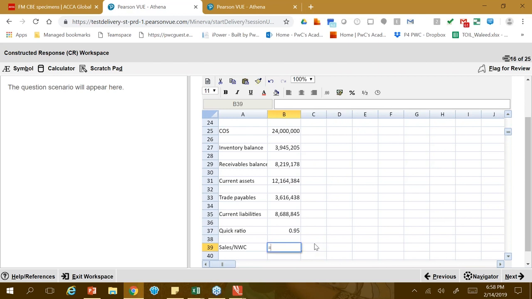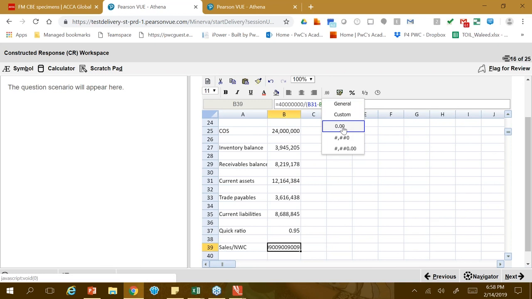Sales was 40 million. So 40 million over current assets minus current liabilities, which was in B31, minus the current liabilities of B35. That is the sales to net working capital ratio, and it now comes out to be 11.51. So sales to net working capital, where net working capital is current assets minus current liabilities, is 11.51.